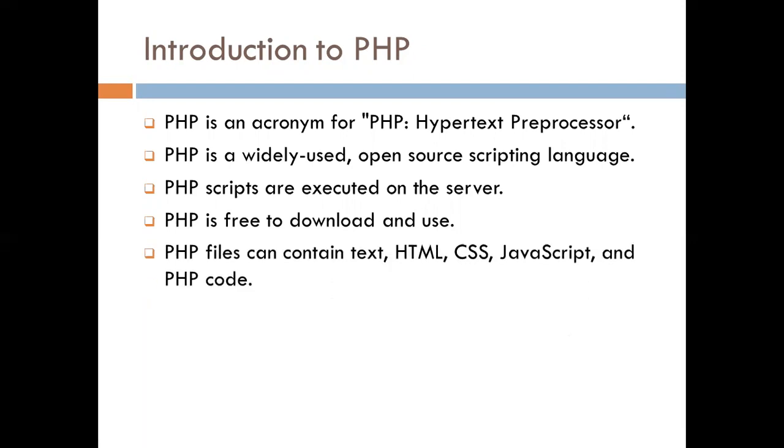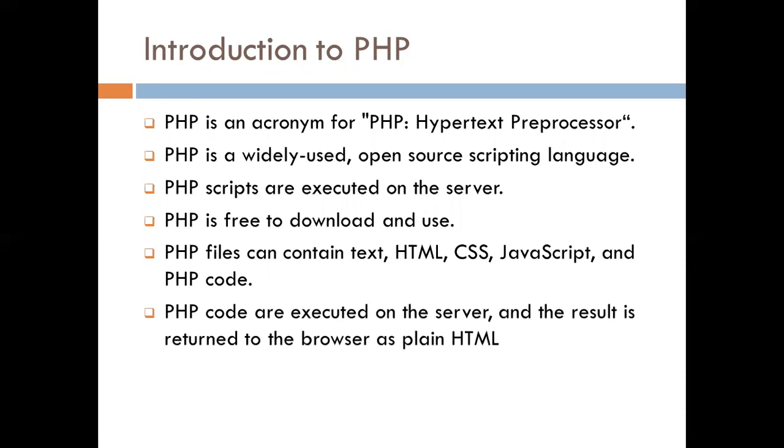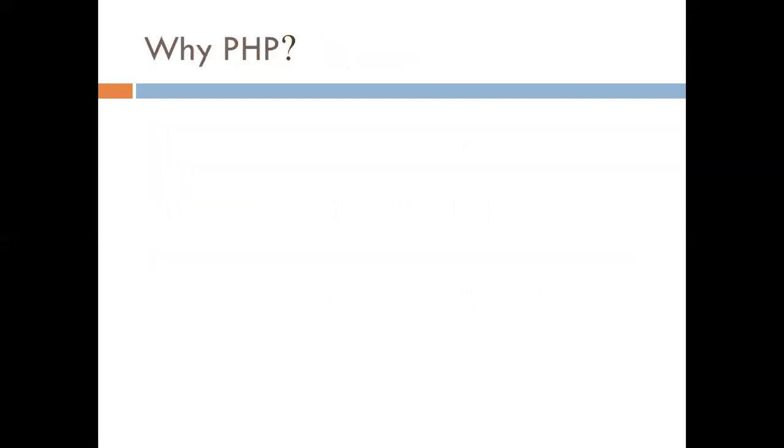A PHP file can contain text value, HTML tags, CSS, JavaScript, and various PHP codes. PHP codes are executed on the server side and the result is returned to the browser as plain HTML. Files are always saved with the .php extension.